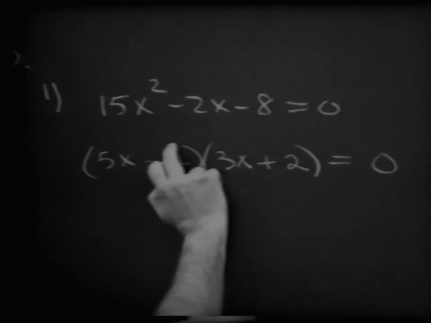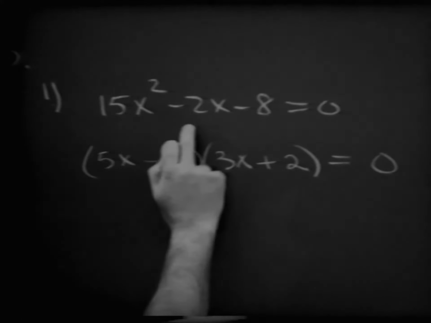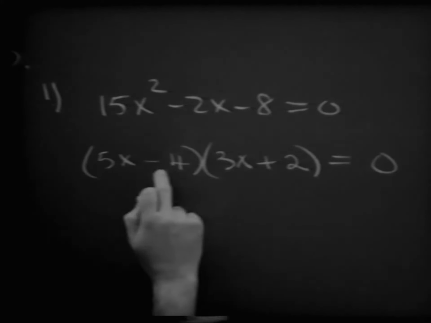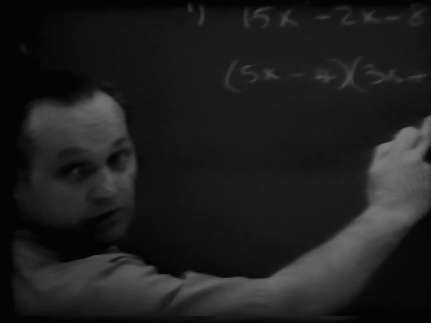Let's see. Steve? 5x minus 4 and 3x plus 2. I think that is perhaps what Peter had in mind, because there we have a negative 12x and a plus 10x, which is a negative 2x, is that right? And a negative 4 times a positive 2 is a negative 8, and sure enough we have factored it.